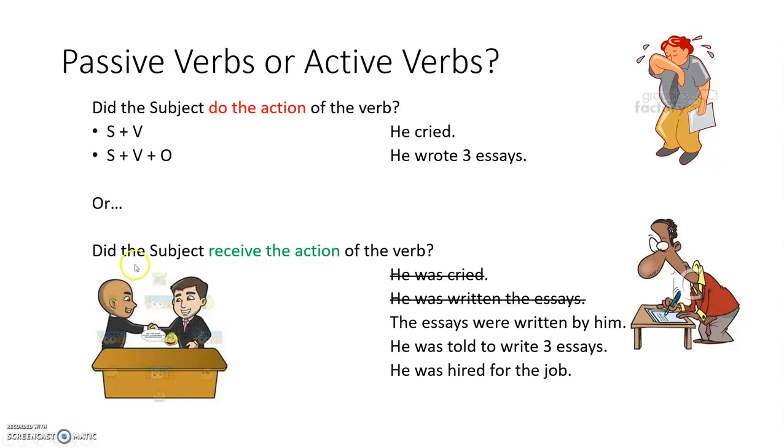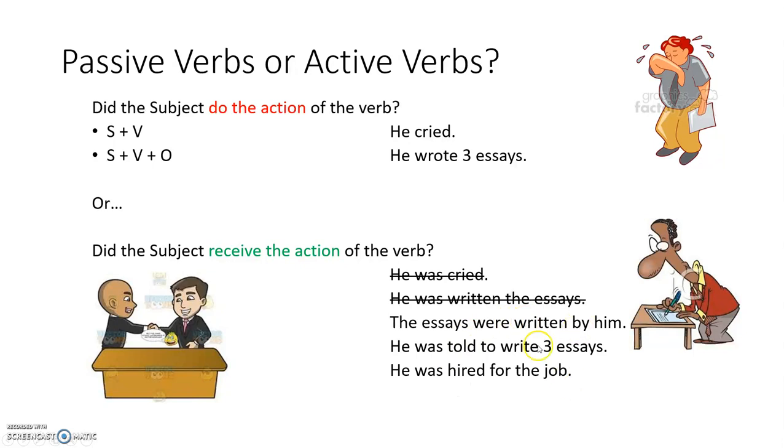Next, think about this question. Did the subject receive the action of the verb? So we're looking at the difference between doing the action and receiving the action. These first 2 examples don't make any sense. Look, they have the same subject as above, and they have the same main verb, but it's written with passive voice. These do not make sense because the subject did the verb, and that means I need to write it as an active verb. However, the next 3 use passive voice, and these are correct.